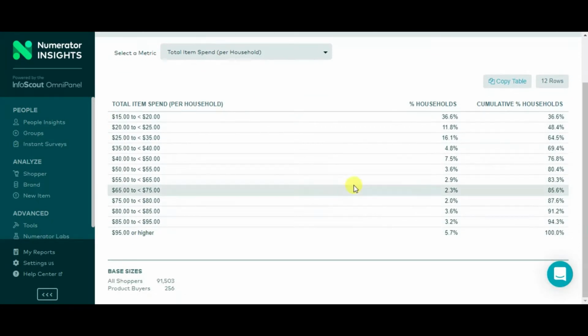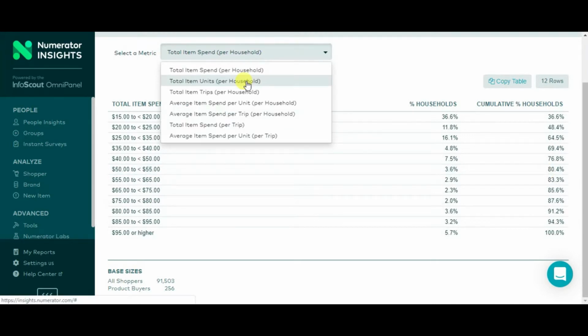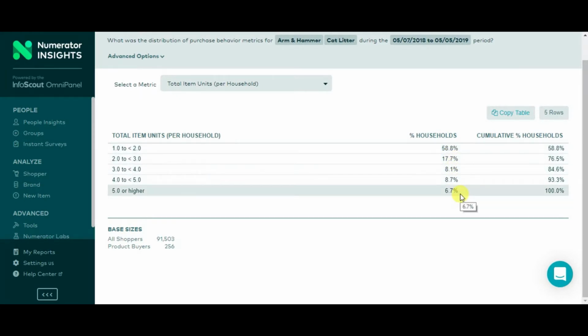The best practice here though would be to look at the percent of households and the cumulative percent of households. So if I were to see here 80% of households are spending less than $50 in our time period on Arm & Hammer cat litter, that leaves 20% of our households that are purchasing Arm & Hammer cat litter and spending more than $50 per household on our total item spend. Let's take a look at total item units. Again, we can see about 58% of the households, 59% of the households are purchasing less than 2, but then we have 7% of households that are purchasing 5 or more.